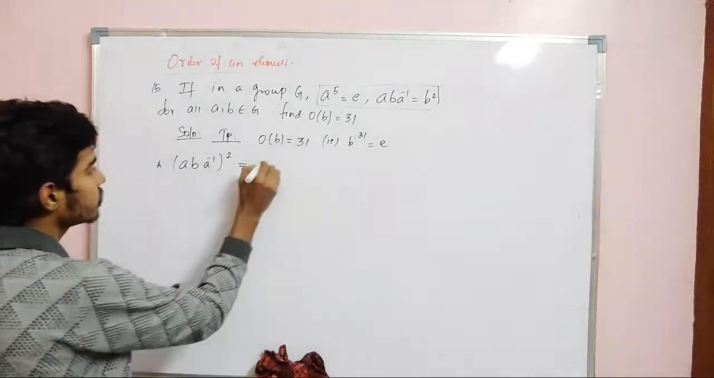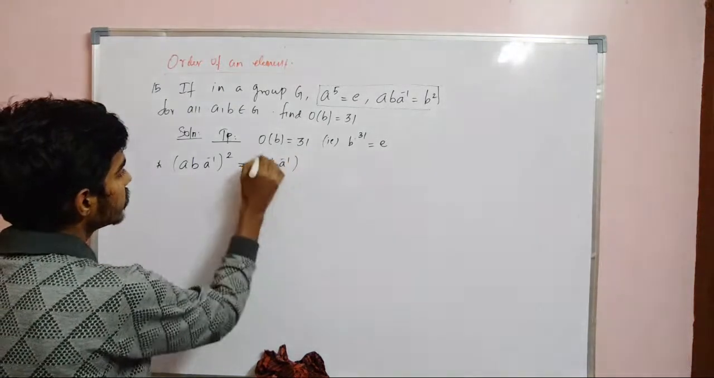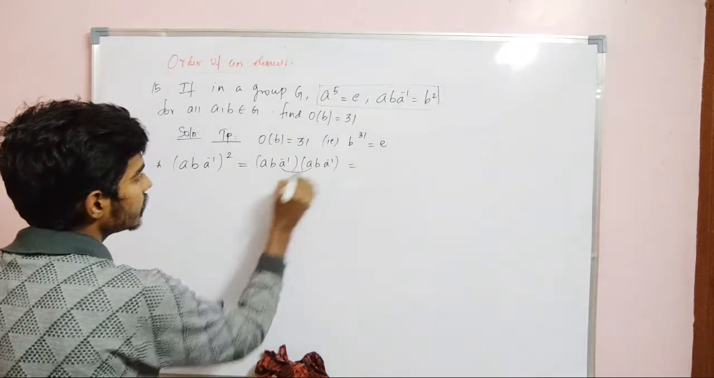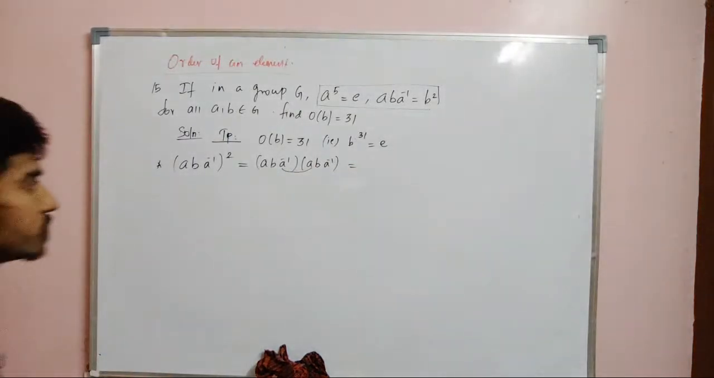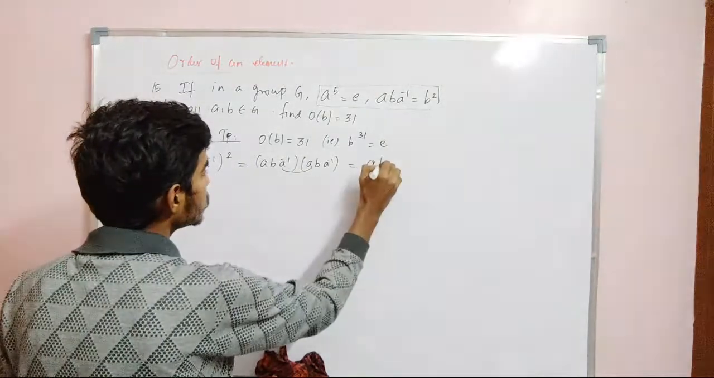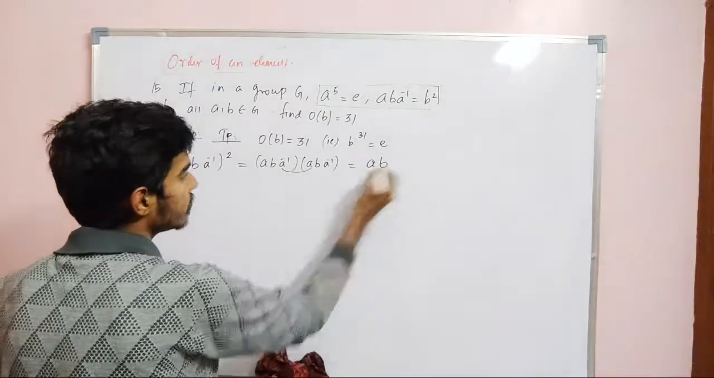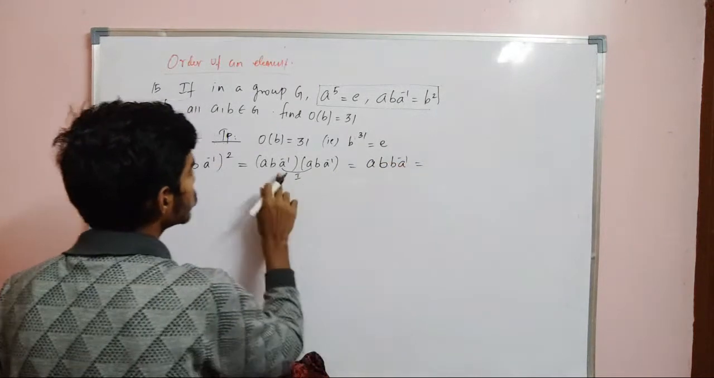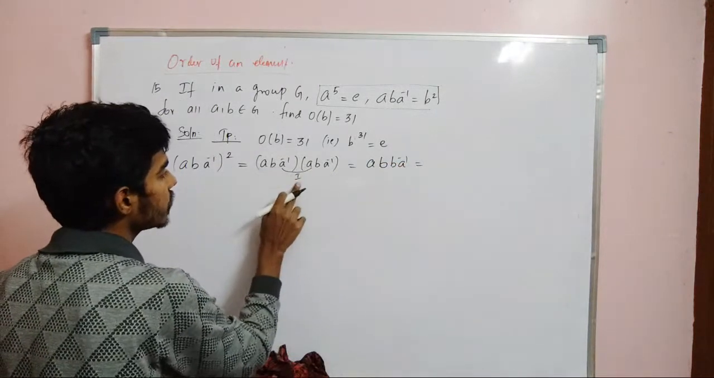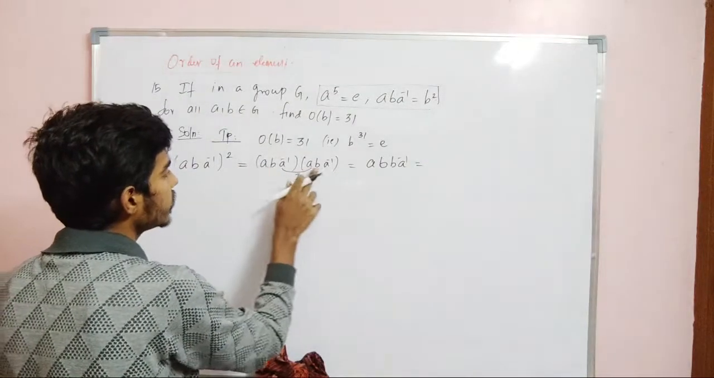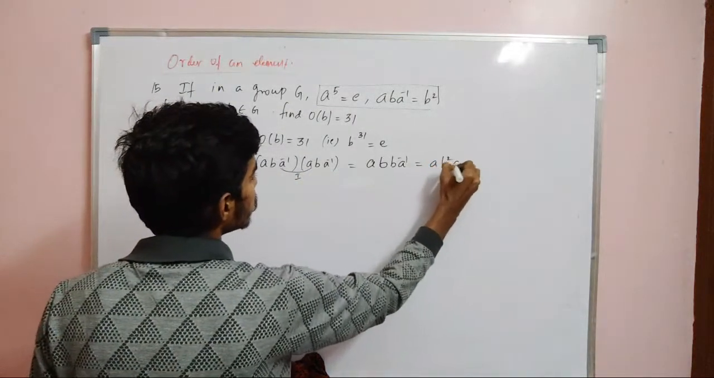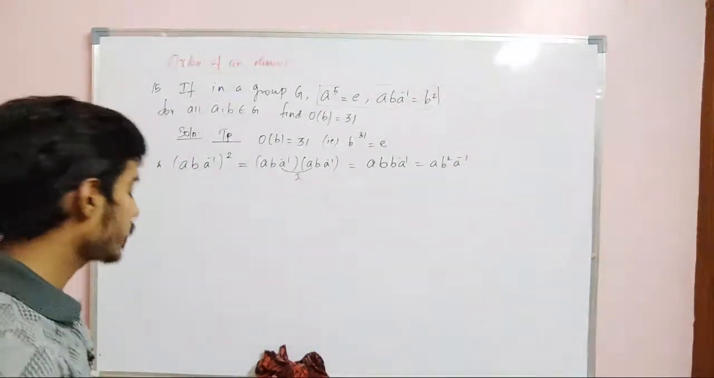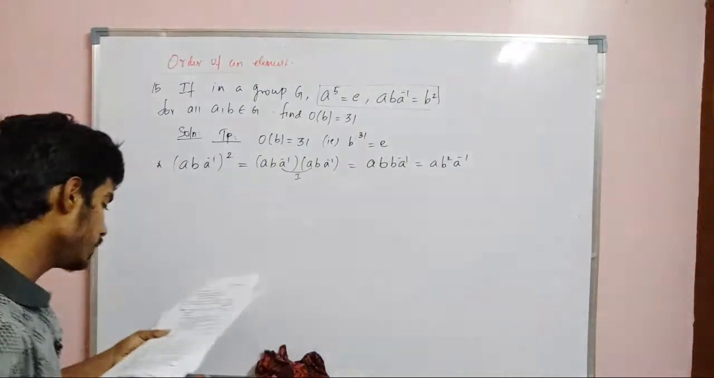So what is ABA inverse whole square? I can write it as ABA inverse into ABA inverse, 2 times. Now I can combine A inverse into A, which is I. So I am not writing I here. So A inverse into A is I, and anything into I is again that thing. So therefore we have AB square A inverse. So we have found ABA inverse whole square, that is AB square A inverse.